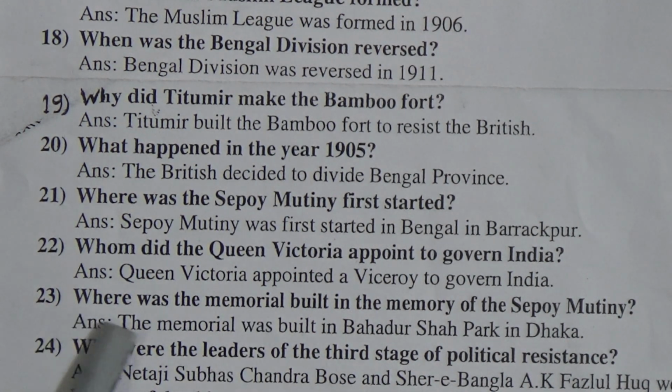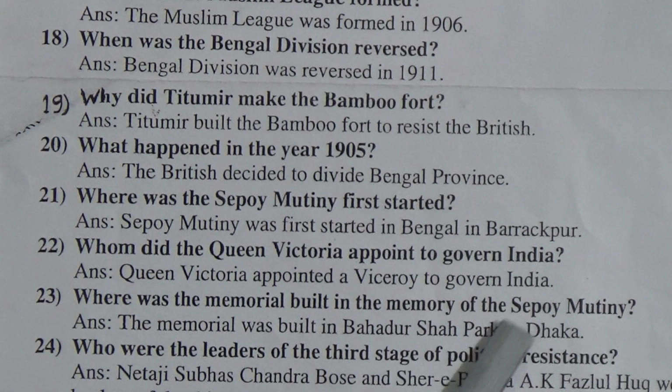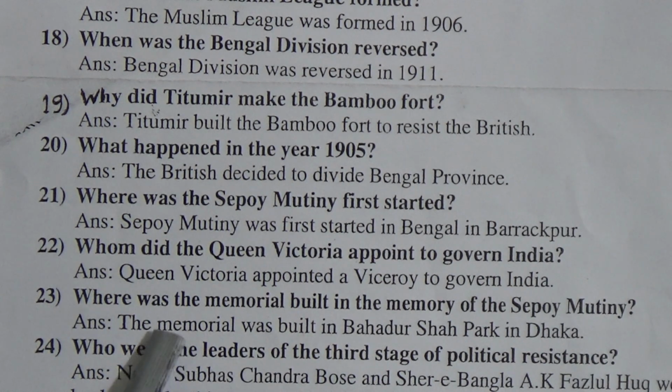Now 23. Where was the memorial built in the memory of the Sepoy Mutiny? The answer is, the memorial was built in Bahadur Shah Park in Dhaka, because the rebels who went against the British, who took part in the Sepoy Mutiny, were executed in this place. That's why a memorial was built after 100 years, that means in 1957, in Bahadur Shah Park, in memory of those martyrs.